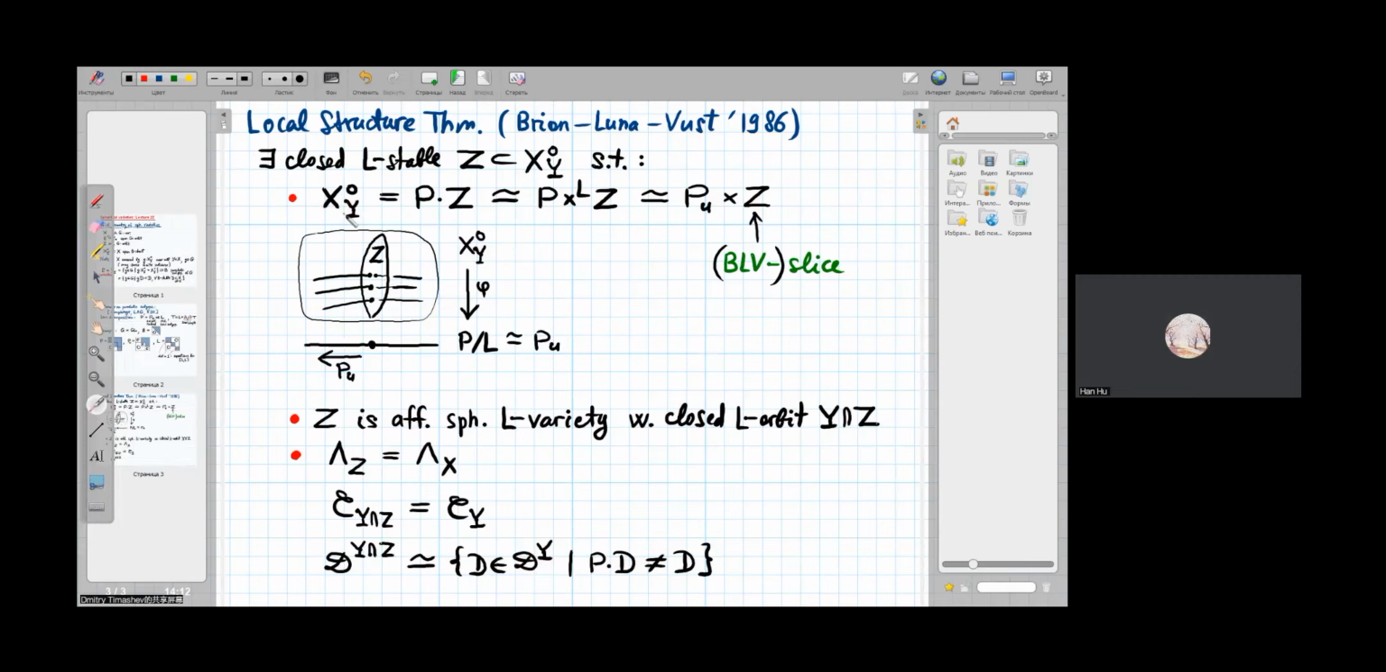This is the statement of the local structure theorem. Now I want to turn to its proof. If there are no questions on the formulation, on the statement, then I would like to turn to the proof.